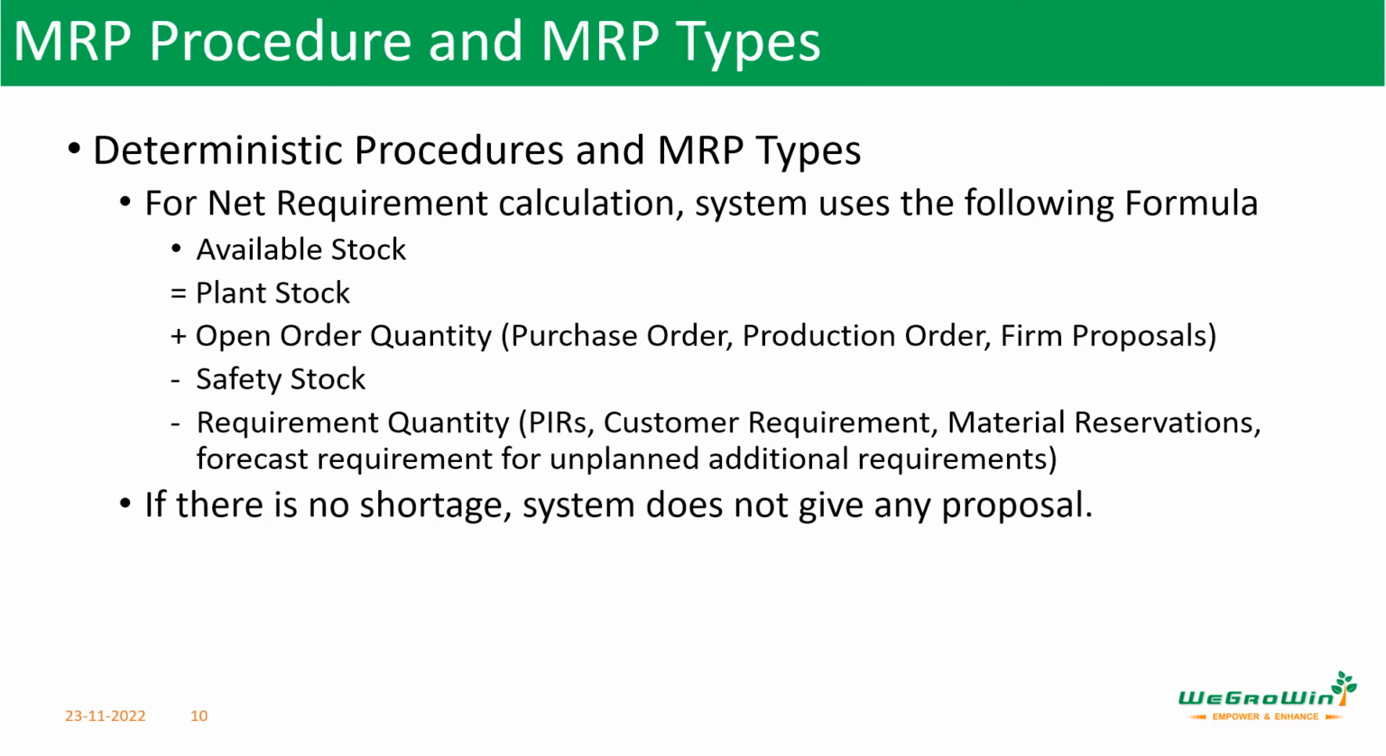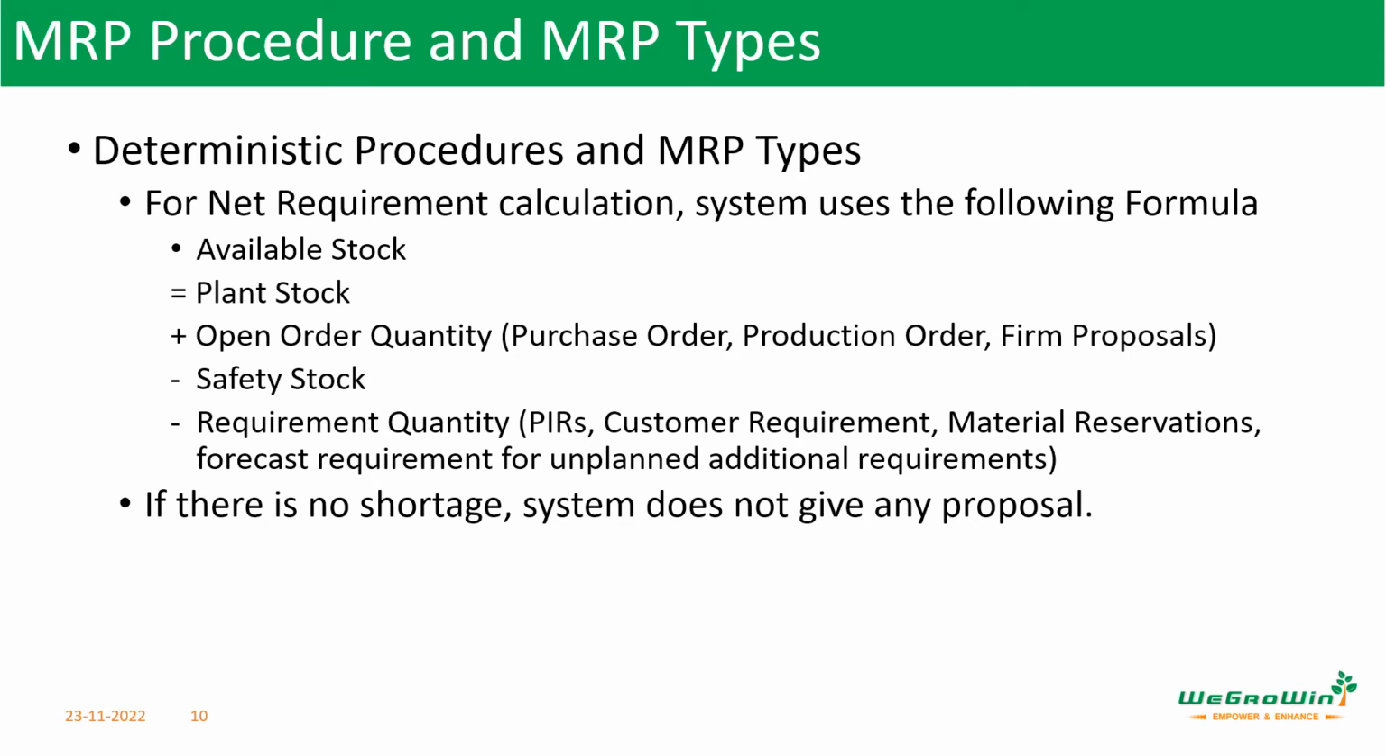And then for the net requirement calculation, the system will follow a formula for the available stock. Available stock takes the planned stock and the open order quantity, like receipt quantities from a purchase order or from a production order or from the firm proposals, minus safety stock.